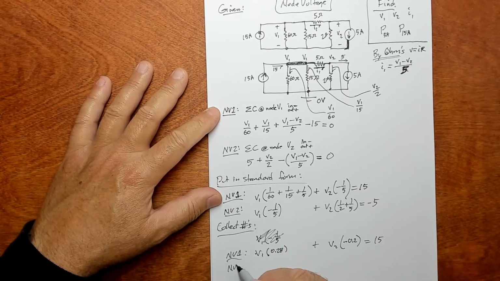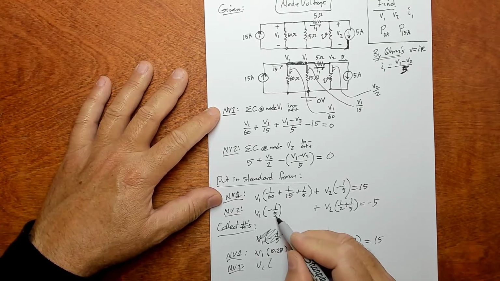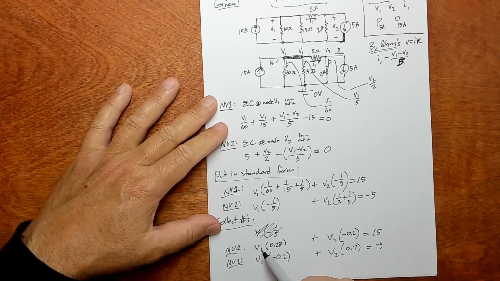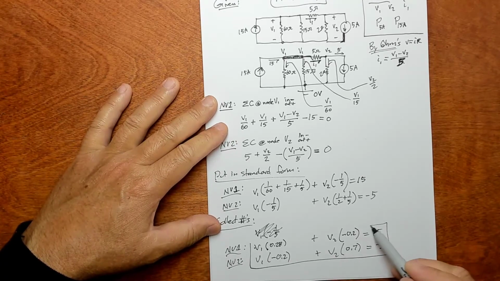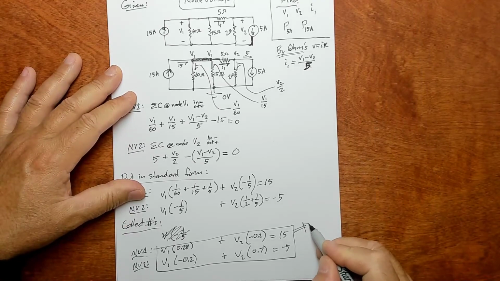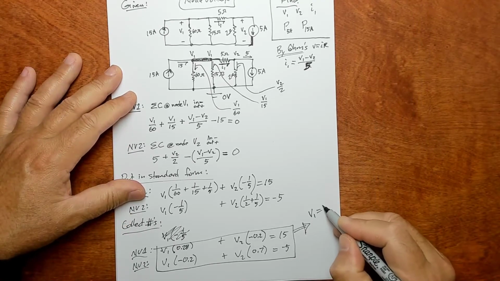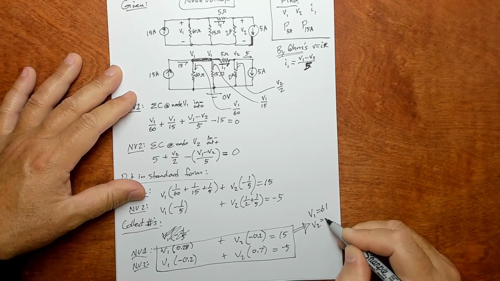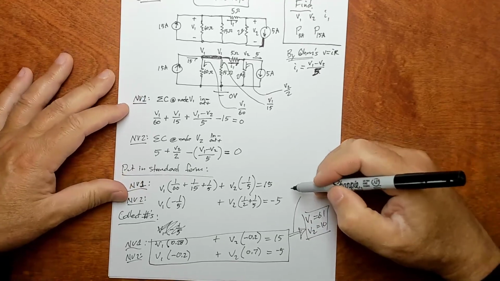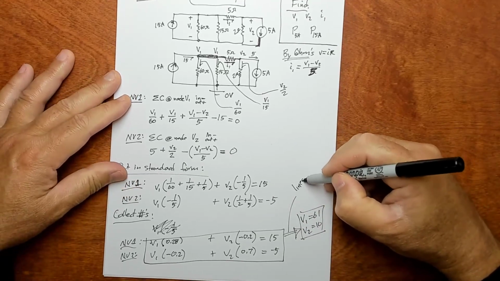For node voltage equation 2, it becomes V1 times minus 0.2, and these two added together are 0.7, and that's minus 1/5. Okay, at this point, find a calculator that will do this. What you're going to get is V1 is 60 and V2 is 10. Once again, use a calculator or a linear equation solver.